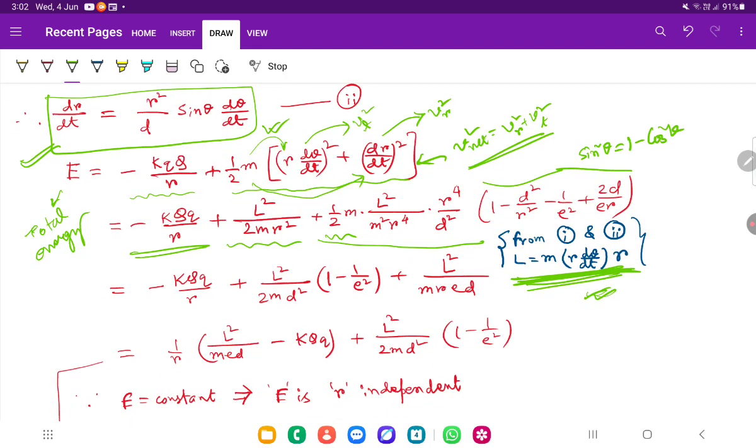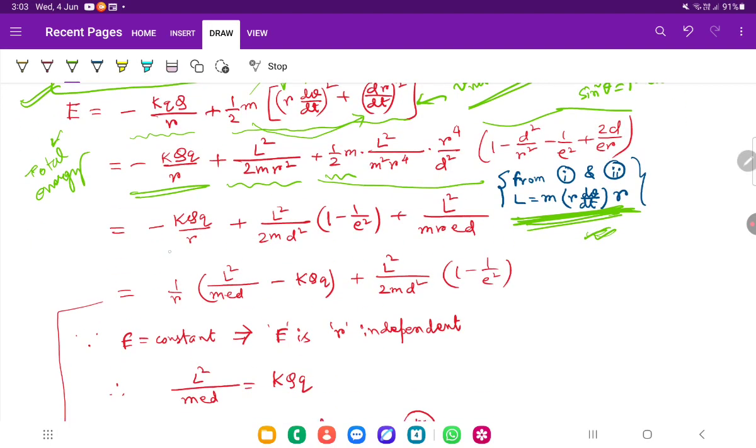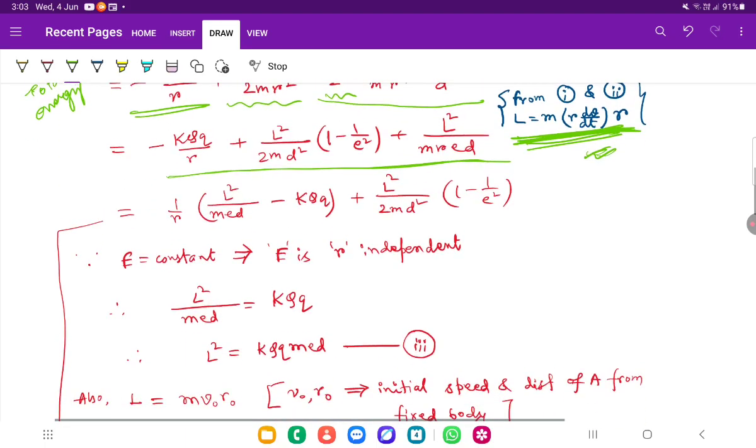I'm not spending much time on the calculation part, and just simplifying the terms, we will get something like this: minus kq upon r plus L square by 2md square, whole multiplied by 1 minus 1 upon e square, plus L square upon 2md square. Okay, so now I have clubbed the 1 by r terms together, and next L square upon 2md square multiplied by 1 minus 1 by e square.